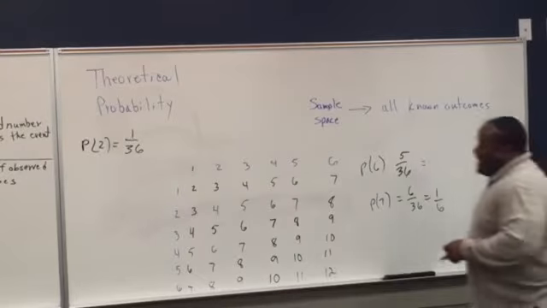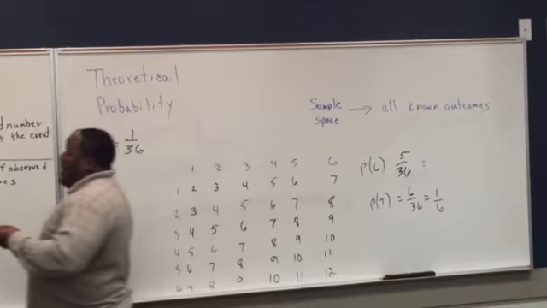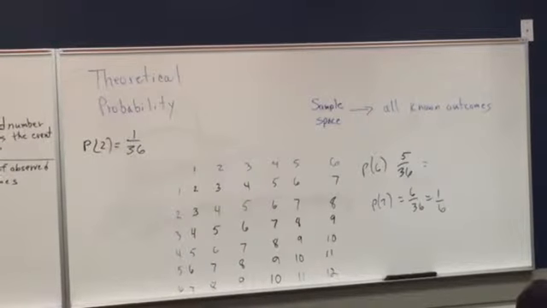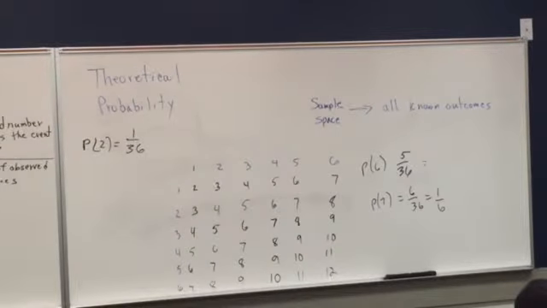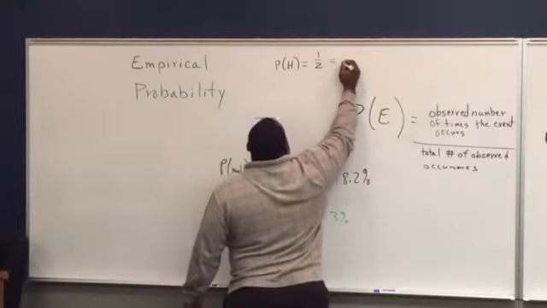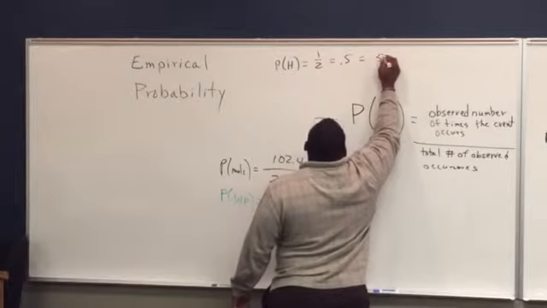So, that's theoretical probability. Also, if you're flipping a coin, what's the sample space? It's not how many times you throw it up and down. The sample space is you can either get heads or you can get tails. So what's my probability of getting heads? 1 out of 2. Probability of heads equals 1 out of 2, or half, 0.5, or 50%.